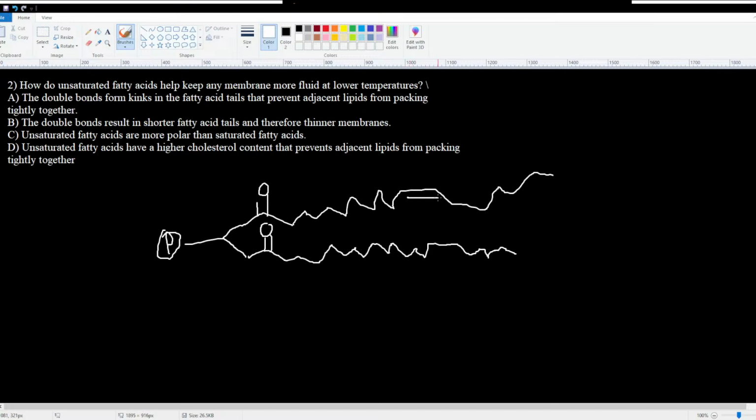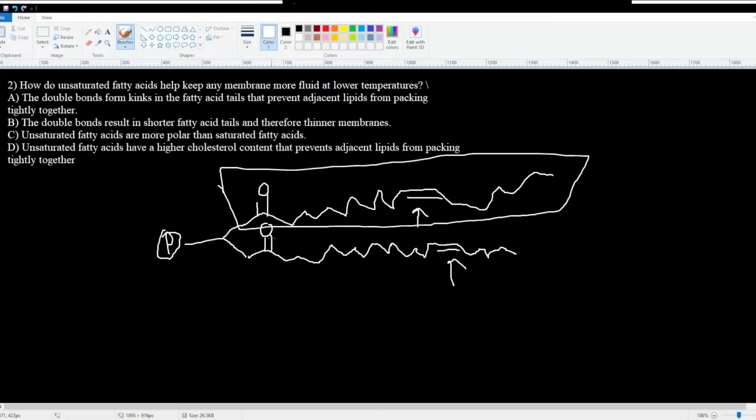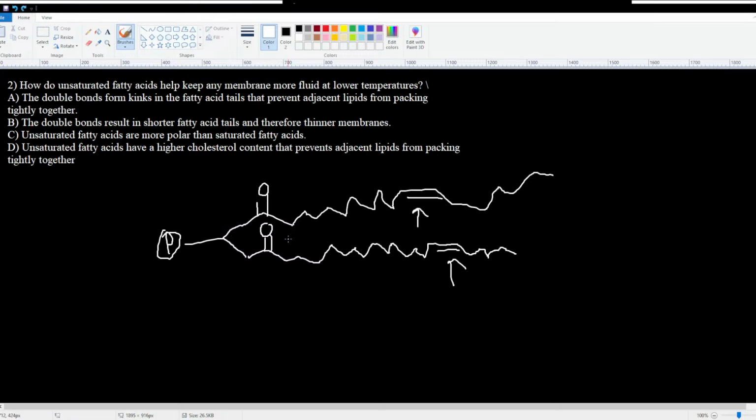Okay, so remember, for a fat to be unsaturated, it needs to have double bonds, right? For these double bonds to exist, more specifically, this fatty acid tail is now unsaturated. And this fatty acid tail is also unsaturated. So if these double bonds did not exist, then it would be saturated, right? So let's go one by one.